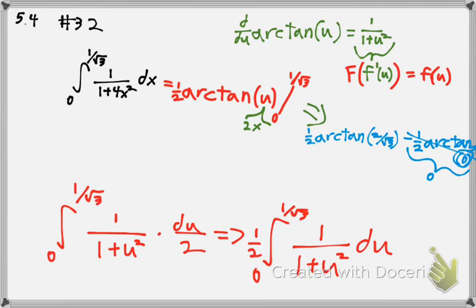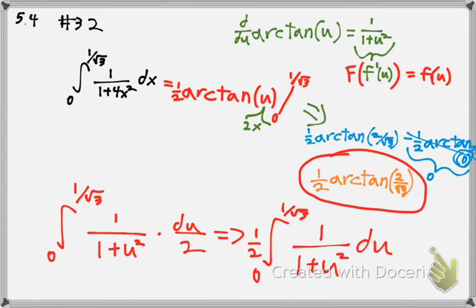So the final answer is 1/2 arctangent of 2 over root 3. And this does not simplify down, and you can check that in your calculator. It will come out to be half of 49, which is approximately 24.5 degrees.